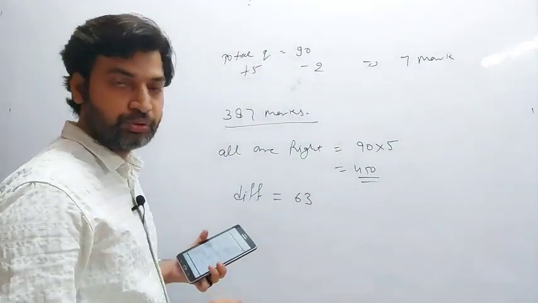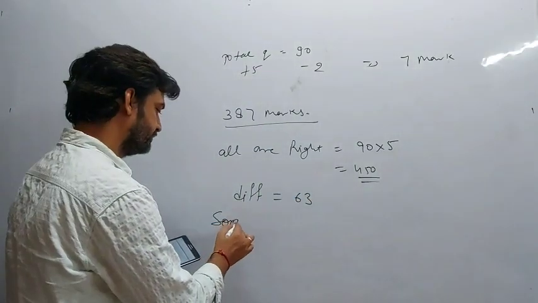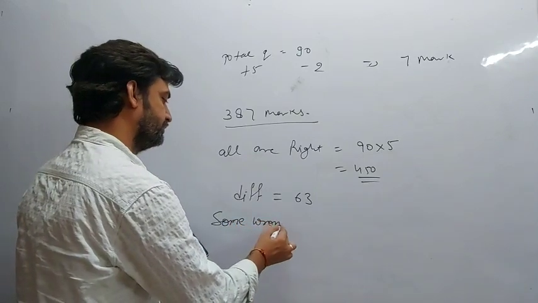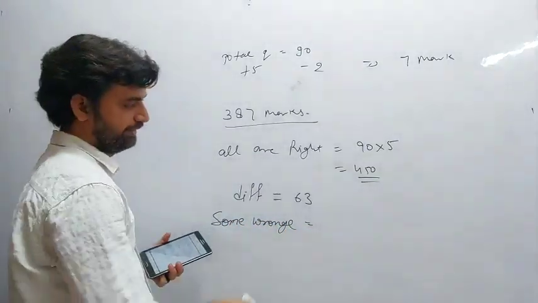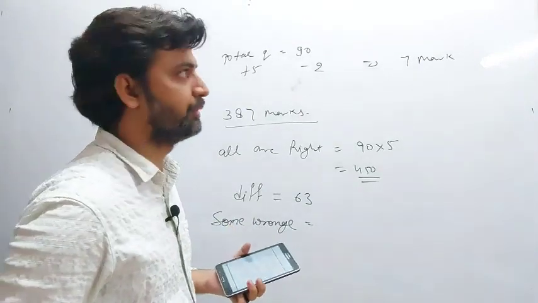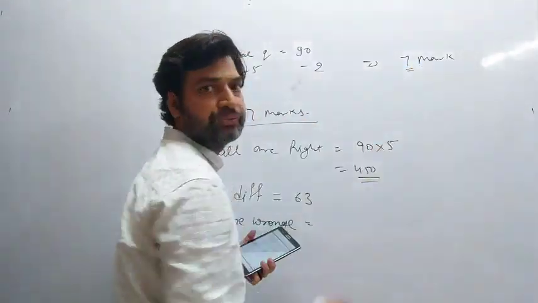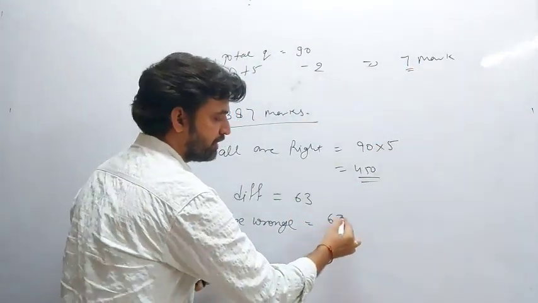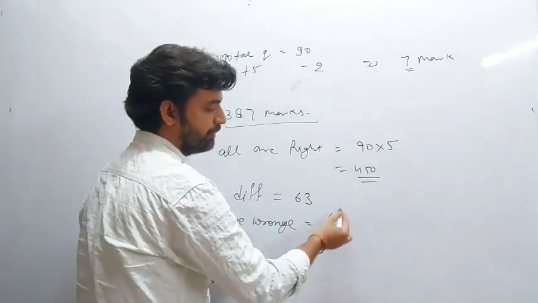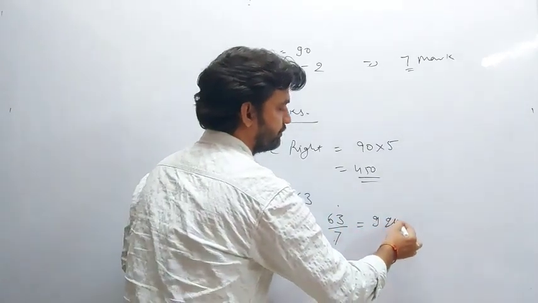This difference is due to some wrong questions. The difference is 63, but one wrong question creates a difference of 7 marks. Then how many questions are there to create a difference of 63? 63 divided by 7, that means 9 questions.